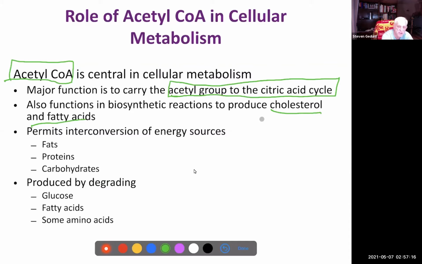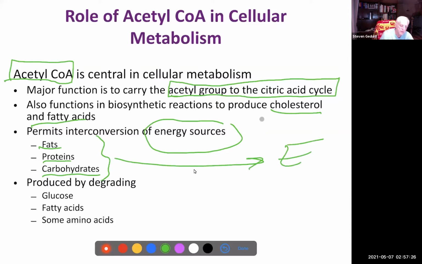It permits the interconversion of energy sources. Okay, so it converts fats, proteins, and carbohydrates to energy. That's what acetyl coenzyme A allows it to do. Okay, it allows you to break down, because there's 3 types of nutrition you're taking into your body: fats, proteins, and carbohydrates. And it takes all 3 of those sources through different methods now. And it's going to use acetyl coenzyme A to break those down to provide energy for your body.